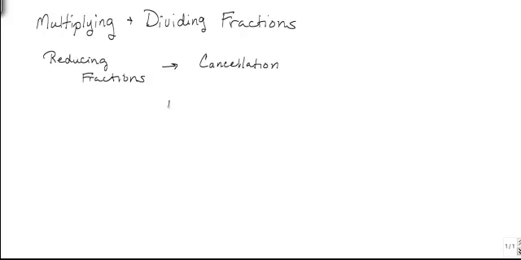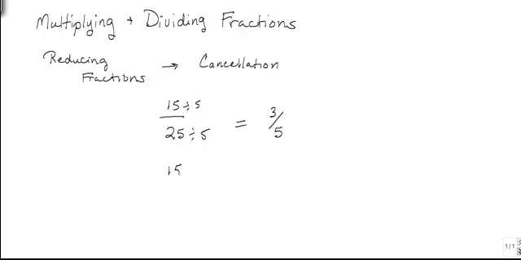So if I have 15 over 25, if I just want to look at this reduced, then I could divide the top and the bottom by 5. And then I get 15 divided by 5 is 3. 25 divided by 5 is 5.